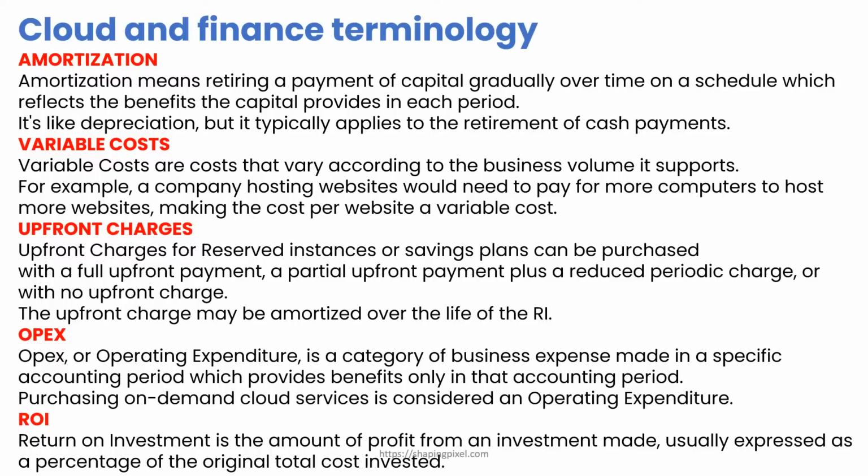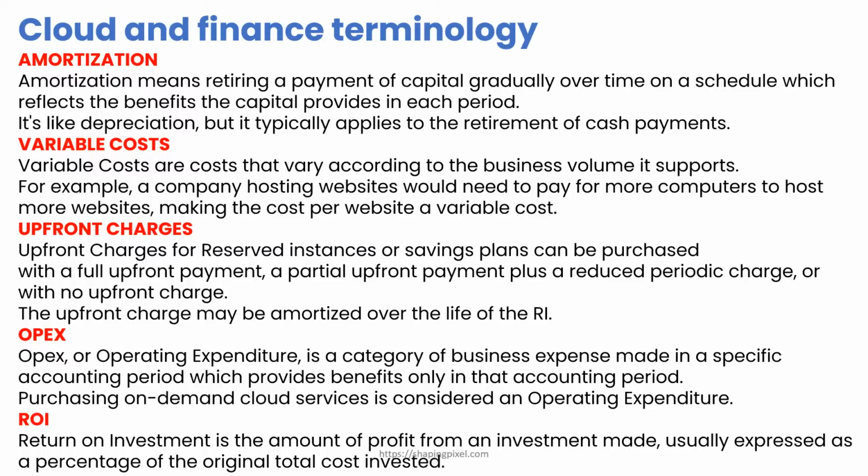Variable cost. Variable costs are costs that vary according to the business value it supports. For example, a company hosting websites would need to pay for more computers to host more websites, making the cost per website a variable cost. Upfront charges. Upfront charges for reserved instances or savings plans can be purchased with a full upfront payment, a partial upfront payment plus a reduced periodic charge, or with no upfront charge. The upfront charge may be amortized over the life of the RI.